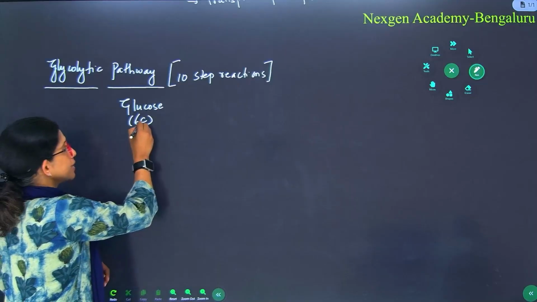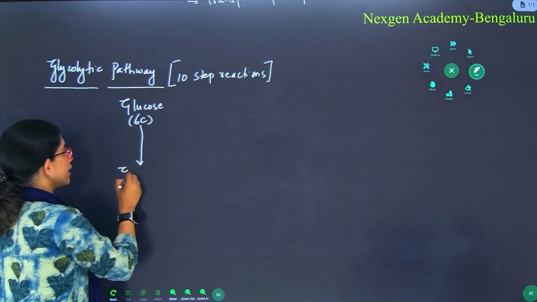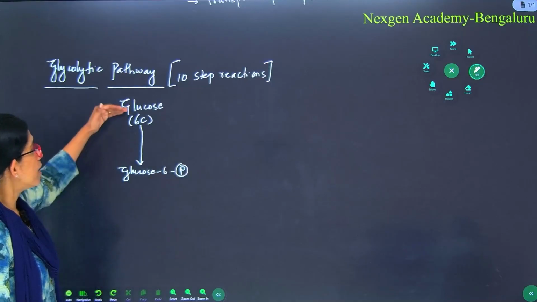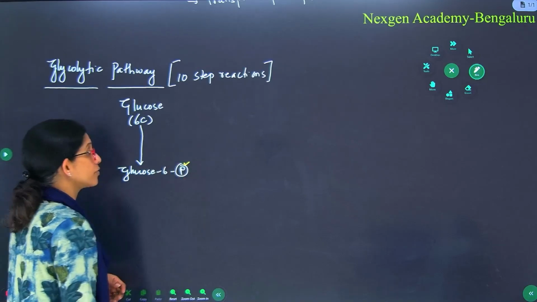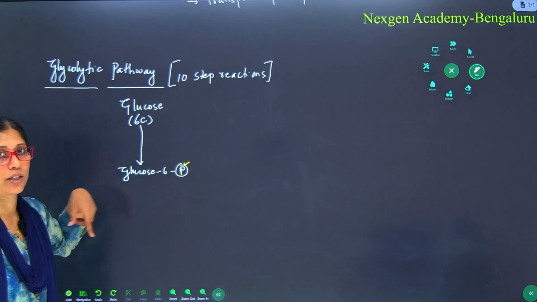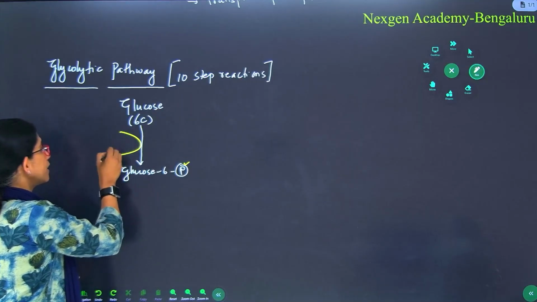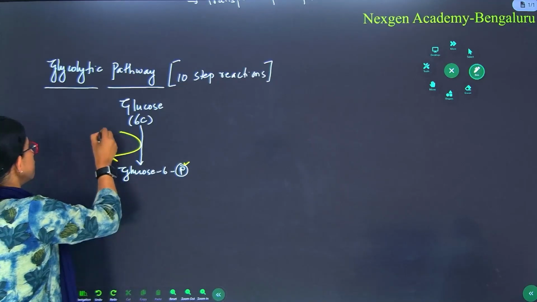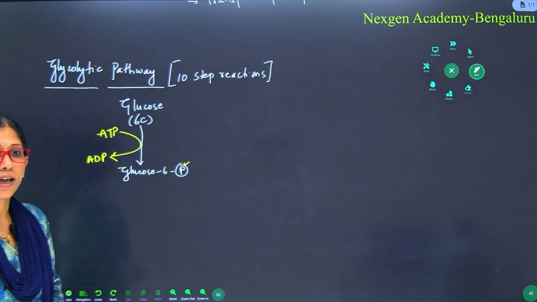As soon as glucose enters into the cell, the first step that happens here is glucose is converted to glucose 6-phosphate, right? As you can see here, what is the difference between glucose and glucose 6-phosphate? A phosphate group is added at the 6th carbon of glucose. Who is donating the phosphate group? The phosphate group is donated by ATP, and in the process ATP is converted to ADP, right?